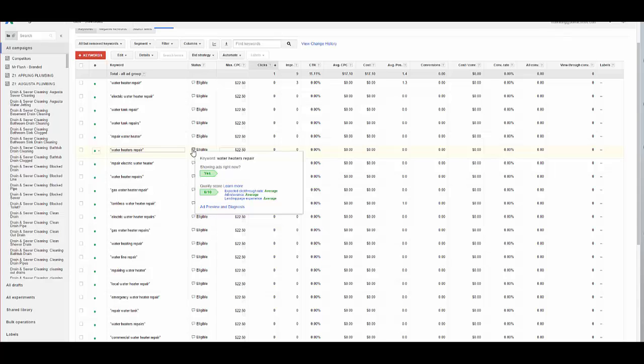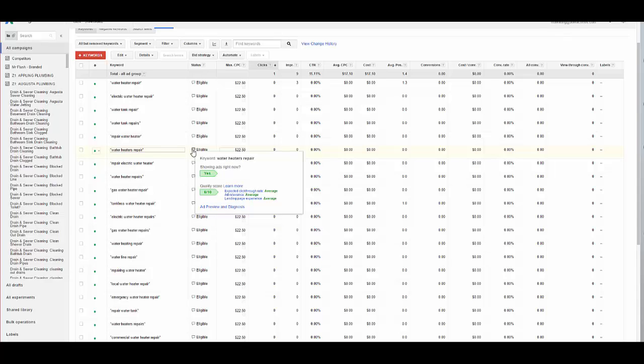So it's just putting things in the right bucket, making sure that they match up, that the keyword that you have matches the ad group with the ad copy and the landing page. And that's something that we do for our clients. We'll set up very specific landing pages just for water heater repair. All right, so that gives you an idea of structure.